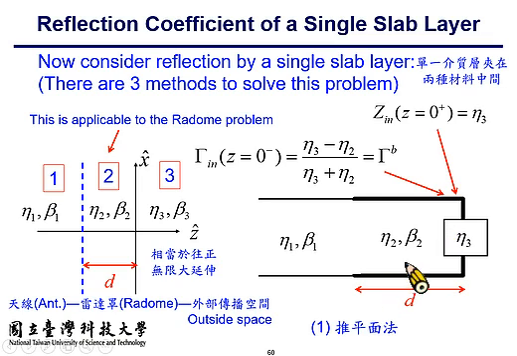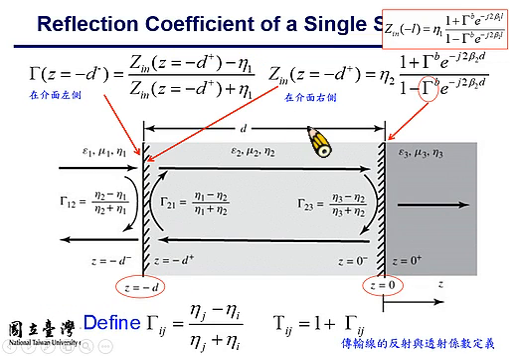The first one, I would like to refer to as the plane-pushing method (推平面法). I'm not sure how the textbook describes it. The first method is kind of the analytical solution. Let's see what happens in this three-layer structure.